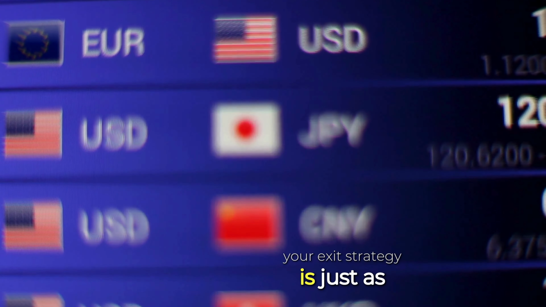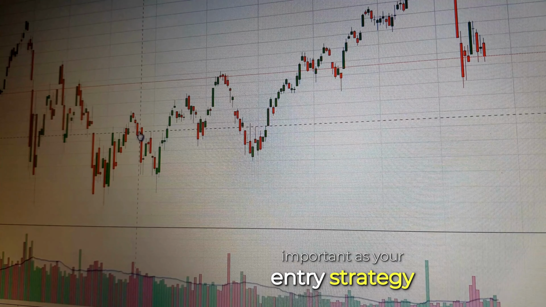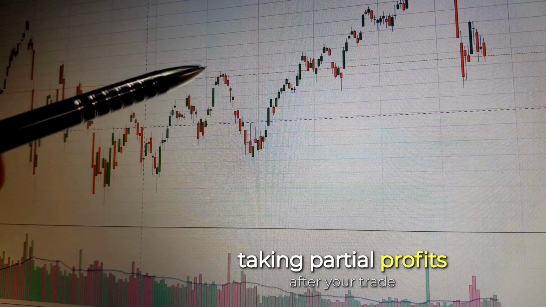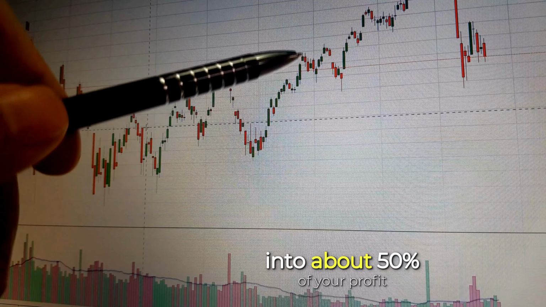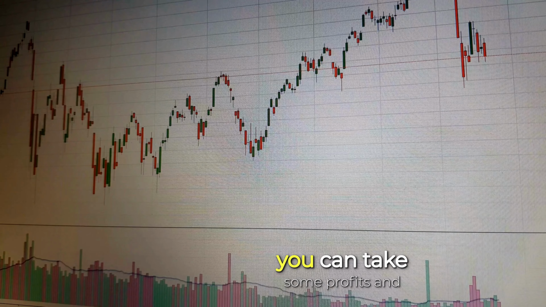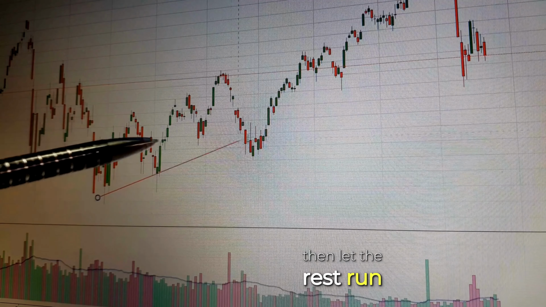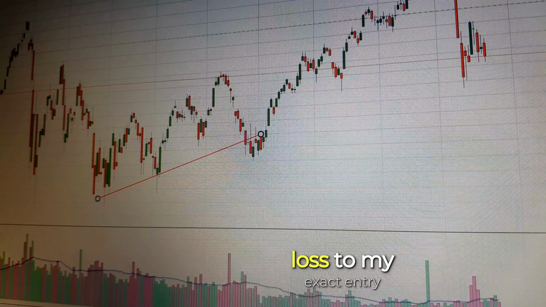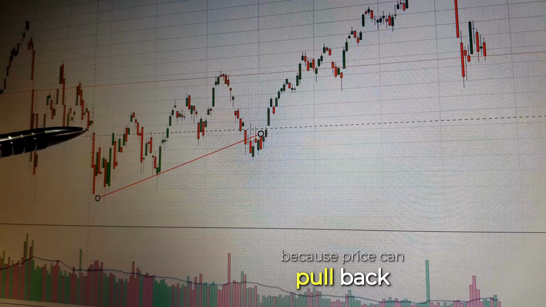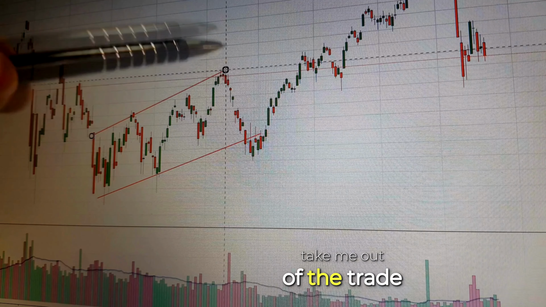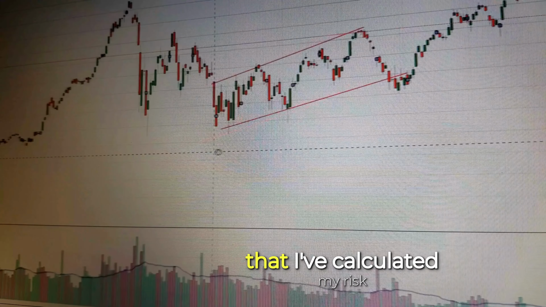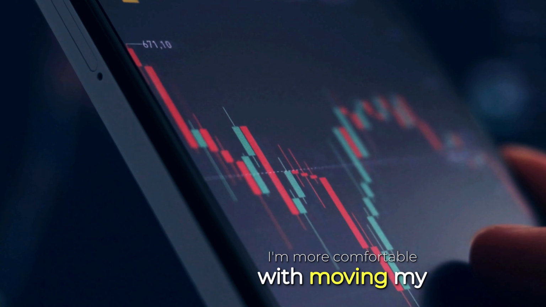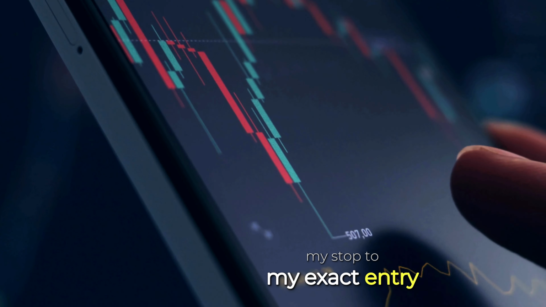Your exit strategy is just as important as your entry strategy. You can look at either manually closing your trades, taking partial profits after your trade has moved about 50% of your profit target. You can take some profits and then let the rest run. You can also move your stop loss to break even. And for this, I like to move my stop loss to my exact entry because price can pull back and I don't want it to take me out of the trade abruptly. I just want to make sure that I've calculated my risk. I'm sure of my stop loss, so I'm more comfortable with trailing my stop to my exact entry for break even.